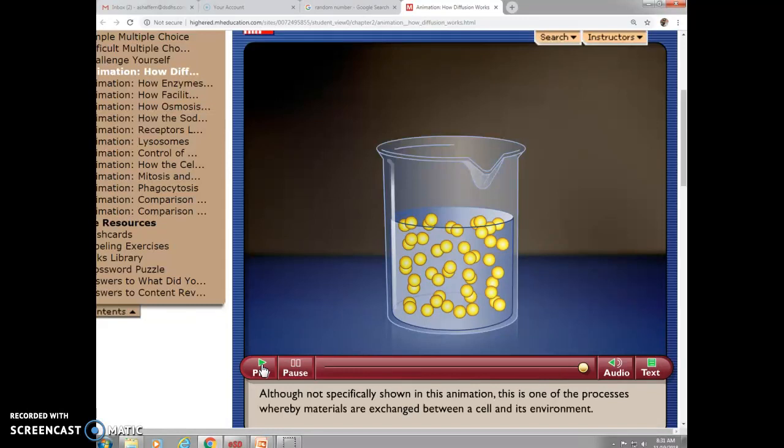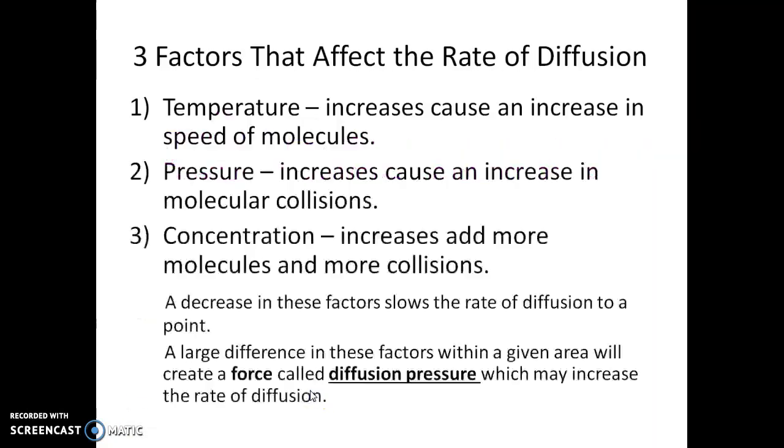Okay, so hopefully that helped you see it in a more fluid motion. All right, so there are three things that affect the rate of diffusion. You've got temperature, pressure, and concentration.